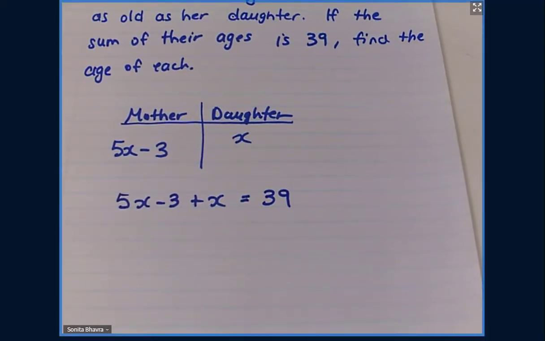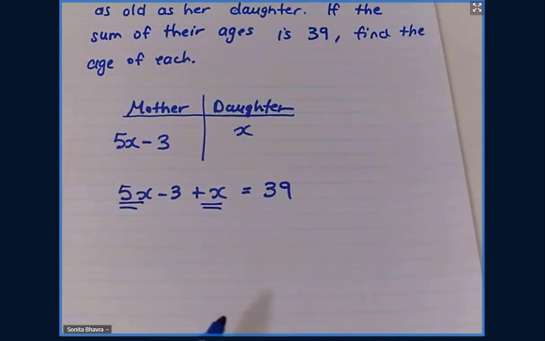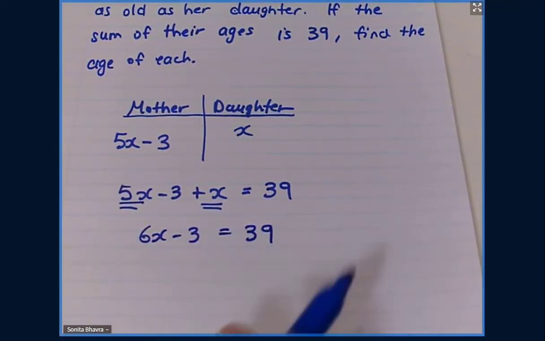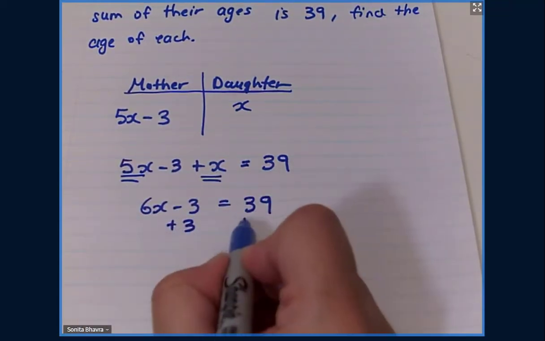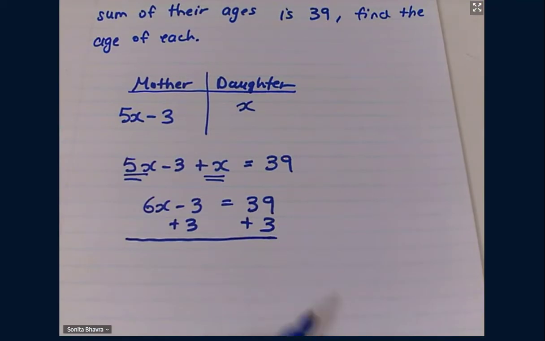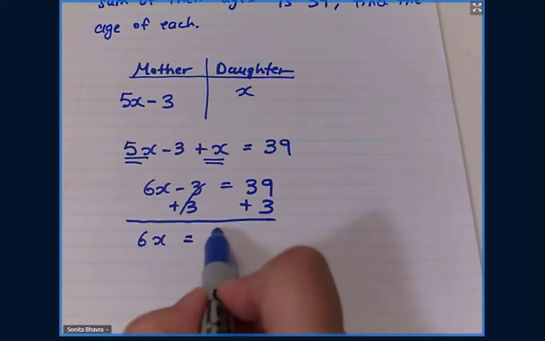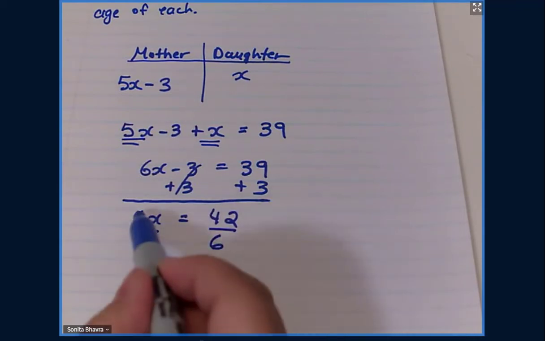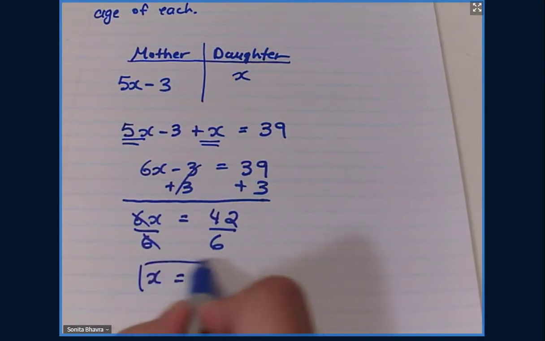Yep, and then we can collect our like terms and solve for x. So we have 5x plus 1x there. That gives me 6x minus 3 is equal to 39. Next, we just have to take the opposite of subtracting 3, which is adding 3, like this, and that gives me 6x is equal to 42. And then we'll just divide by 6 on both sides. And that gives me x is equal to 7.